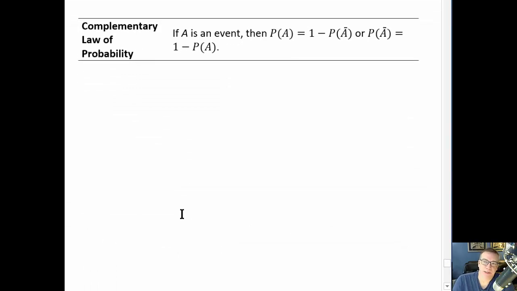Okay, and then we get our last law, which is that if A is an event, then the probability of A is equal to 1 minus the probability of the complementary event. Or we can write that as the probability of the complementary event equals 1 minus the probability of A.